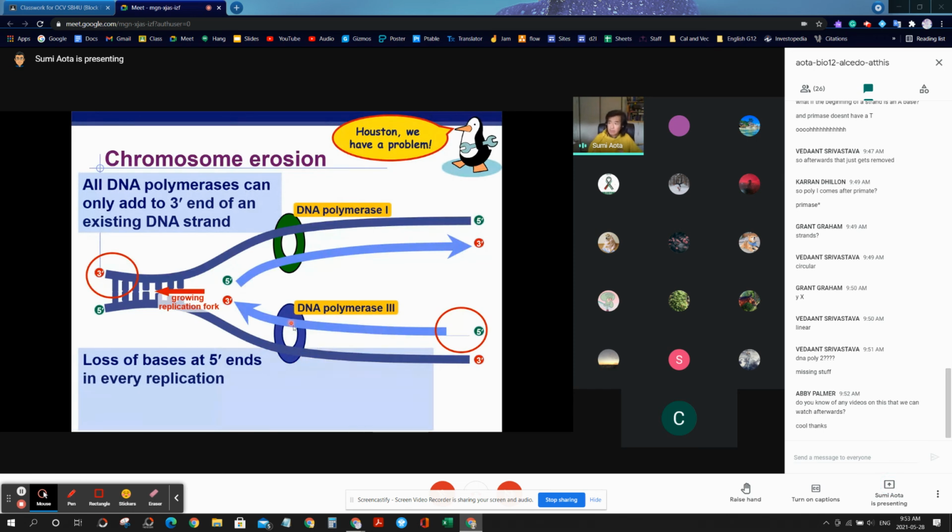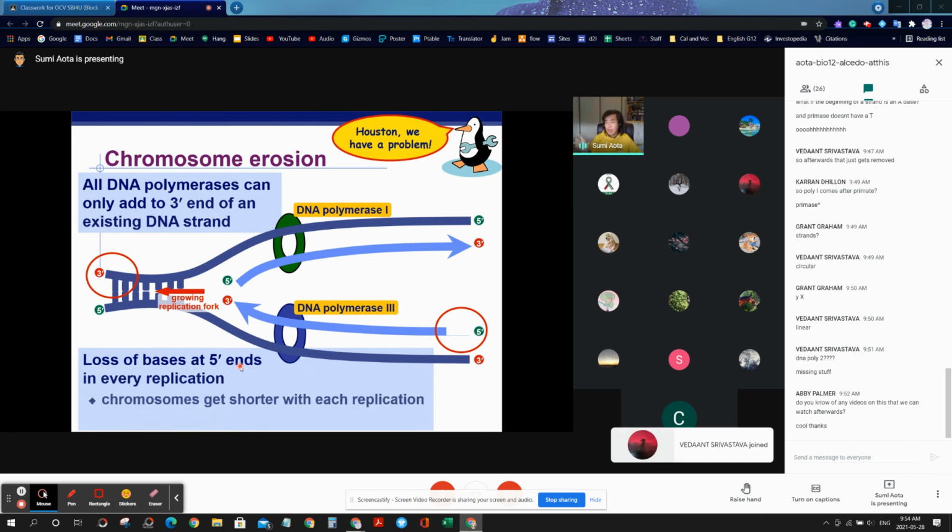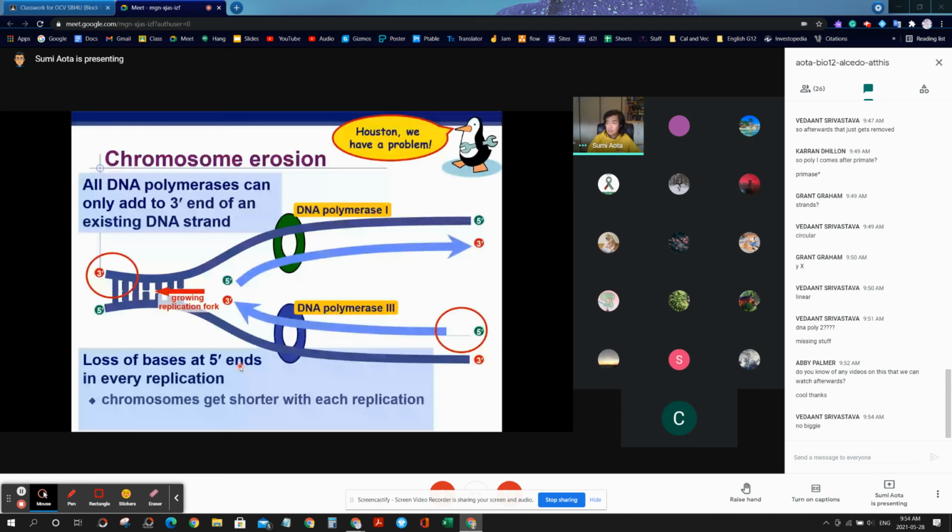So this means every time you replicate DNA, every time you go through mitosis, you're going to lose bases at the 5' end. Every single time. That means your chromosomes are getting shorter every single time your cells go through mitosis. Does this mean that there is a limit to the number of cell divisions that a cell can do? Because obviously at some point you're going to start eating too much information in the chromosome that it will no longer work.